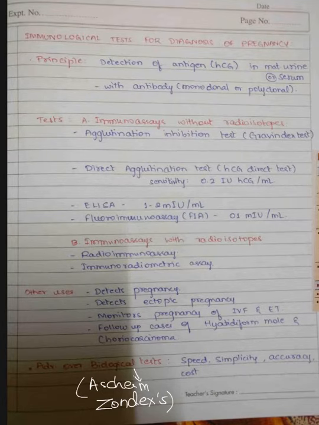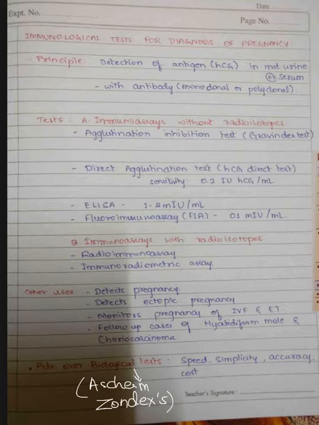Coming to the immunological test for the diagnosis of pregnancy, first is the principle: detection of the HCG antigen in the maternal urine or maternal serum by reaction with an antibody, which can be either monoclonal or polyclonal, as per availability in the market. Coming to the tests, there are three types they can be divided into.